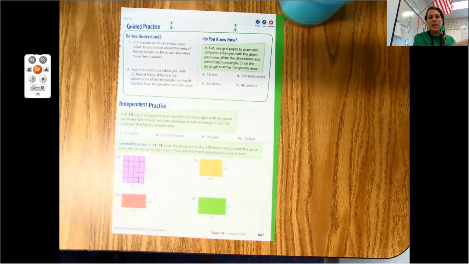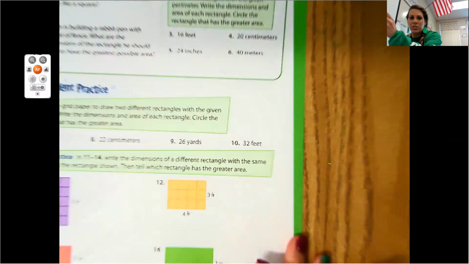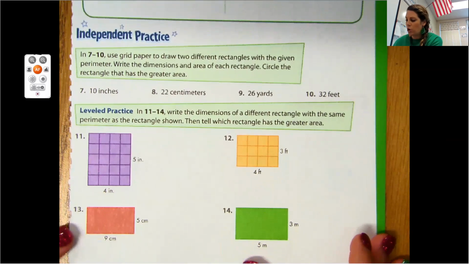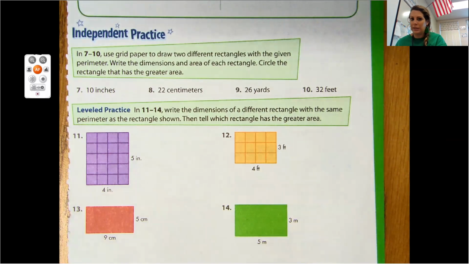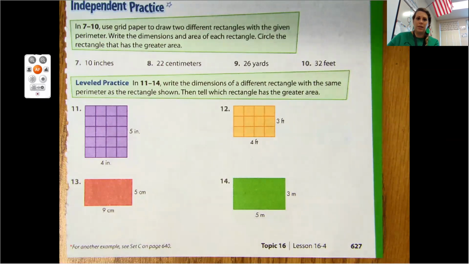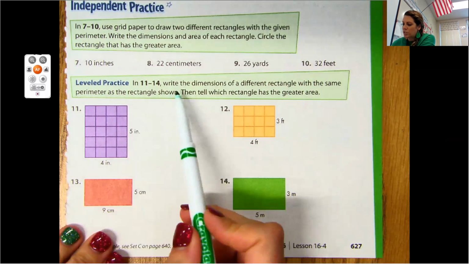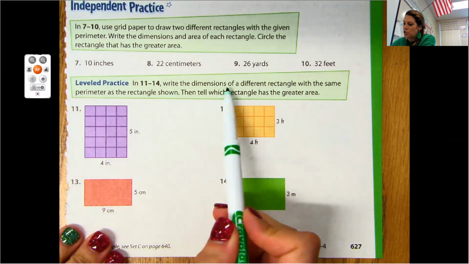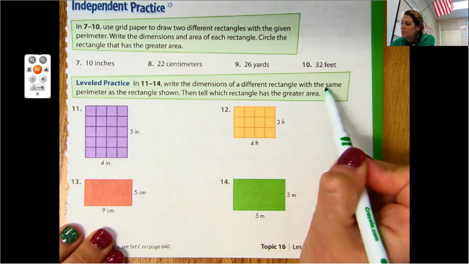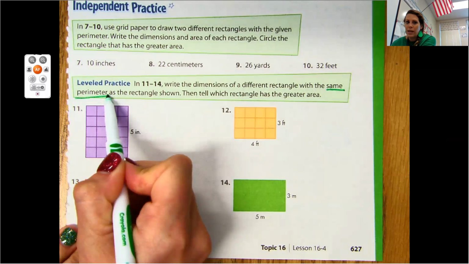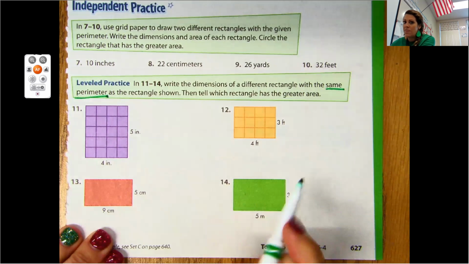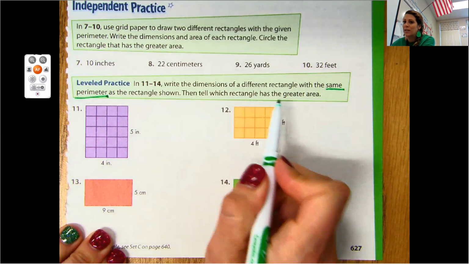627. All right, so a lot of it is wanting us to use grid paper, and I know we sometimes don't have grid paper. So we are going to go ahead and actually start with number 11. Okay, so you are on 627, and we're going to go ahead and do 11. Let's read the directions. It wants us to write the dimensions of a different rectangle with the same perimeter as this rectangle, or this rectangle, or this one, or this one. Then tell which rectangle has the greatest area.